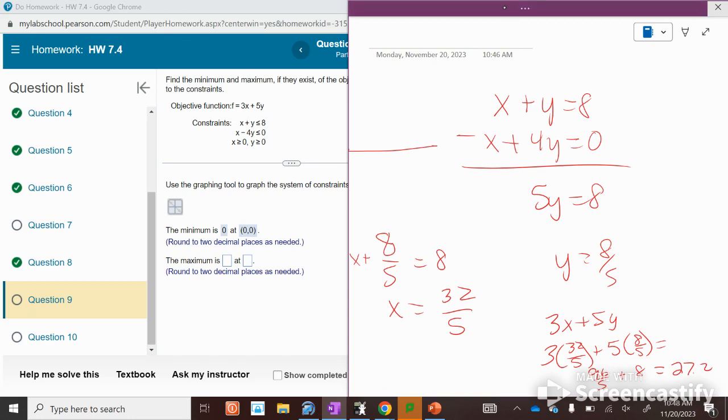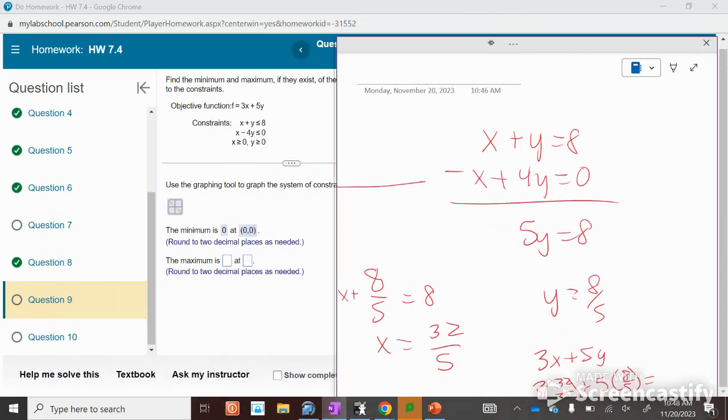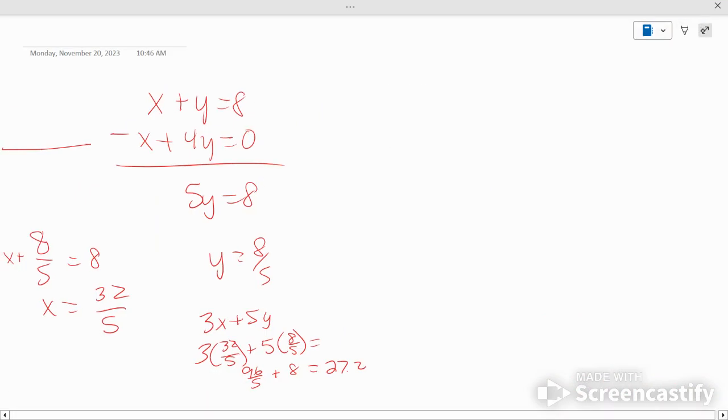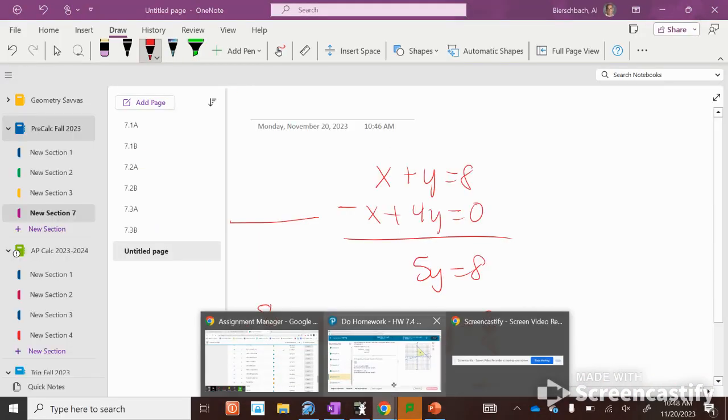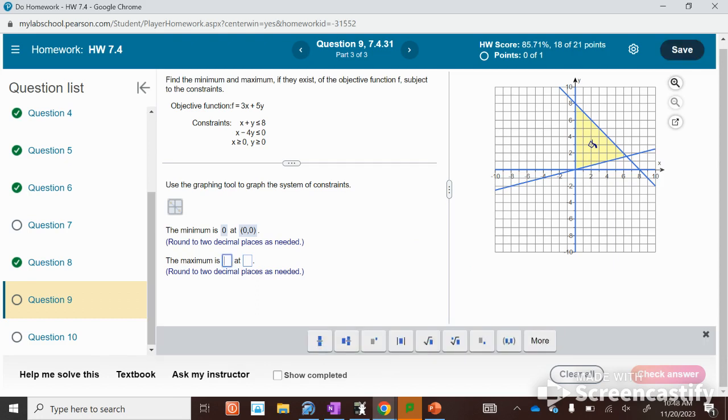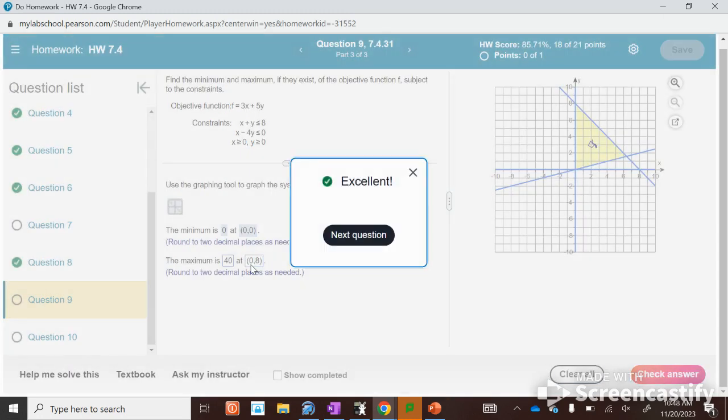And then our other point that we had crossed at is (0, 8). So (0, 8) gives us 40, because we put 0 and 8 in here. So our maximum would be 40, because our other one was 27 point whatever. 40 at (0, 8) is our maximum. Okay?